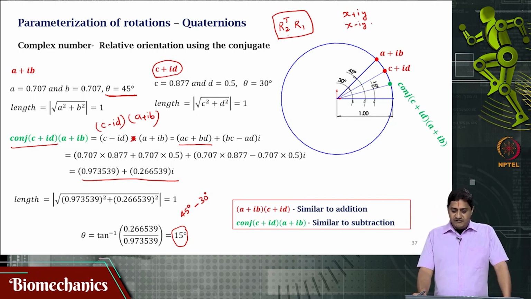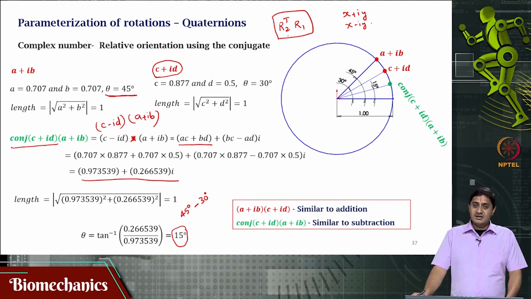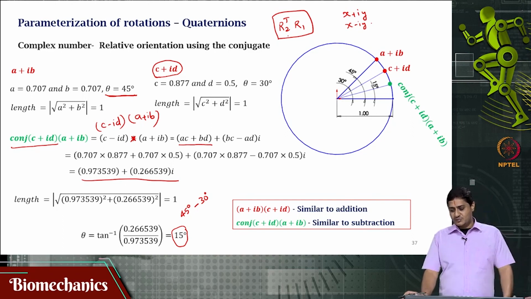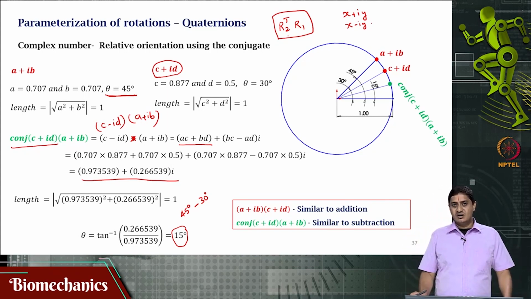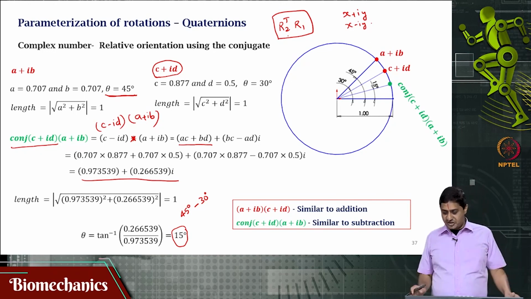So, if I have a plus ib times c plus id, then that is essentially similar to addition, and if I multiply the complex conjugate of c plus id with a plus ib, that is similar to subtraction. Of course, this will work only when the magnitude is 1 or when all of these numbers are on the unit circle, otherwise this will not work, but this is an interesting formulation.